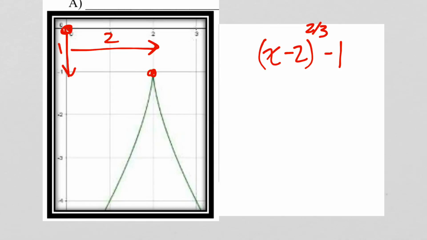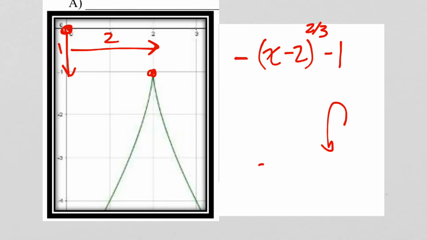But what other transformations have we applied? We have flipped it down. So that means there is absolutely a negative in front of there. So the last thing we need to check is, is there some sort of coefficient in front that is stretching this graph? And how do we check it?